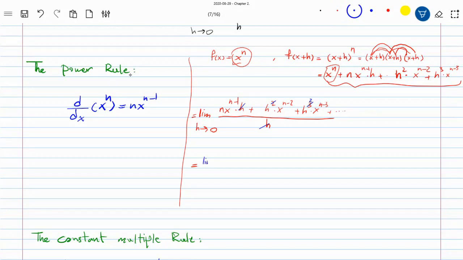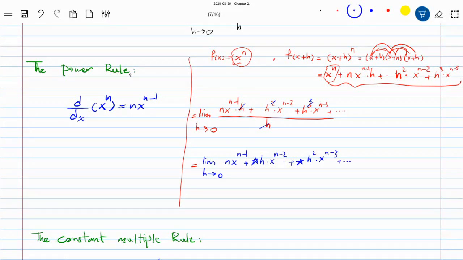So what you get is the limit as h approaches 0 of n x to the n minus 1. There's no h because I canceled that. Plus the next one will be h times x to the n minus 2 times some term here, n minus 1, whatever this coefficient is. There will be a coefficient here at the front multiplied by this guy. Plus, not O, there's a star, some constant multiplied. Plus another one times h squared x to the n minus 3 and so on.